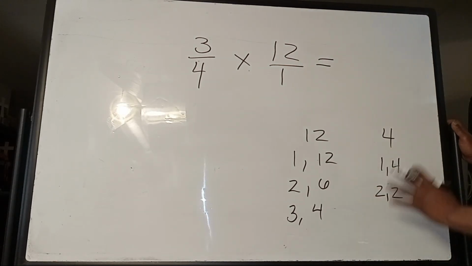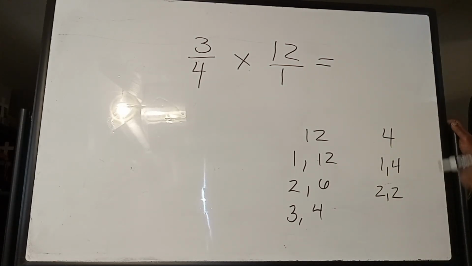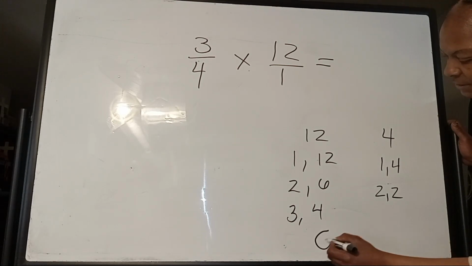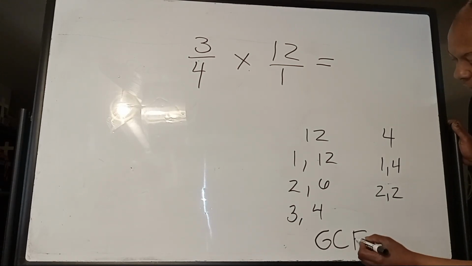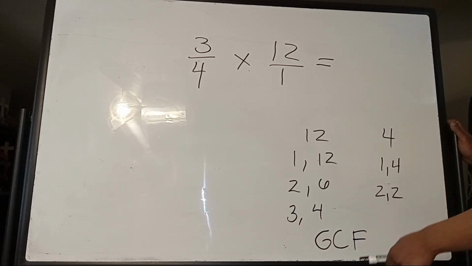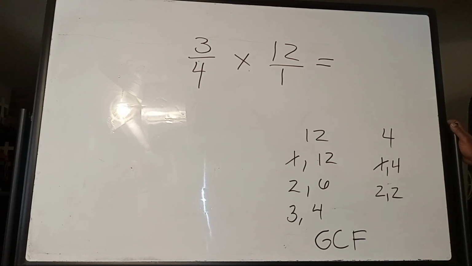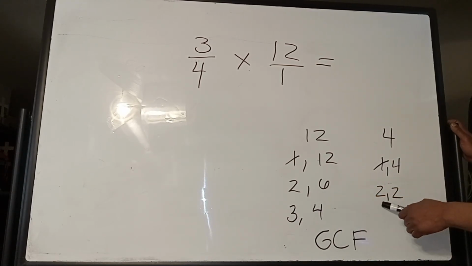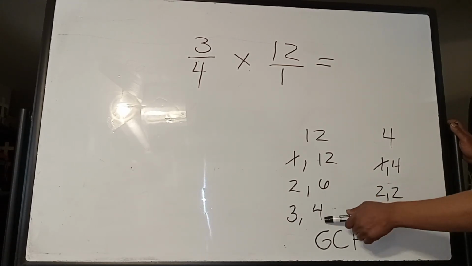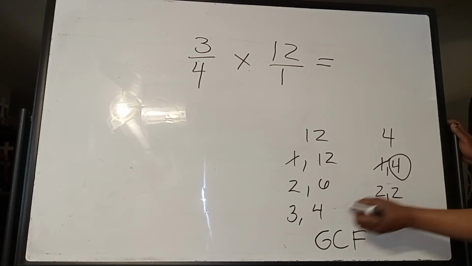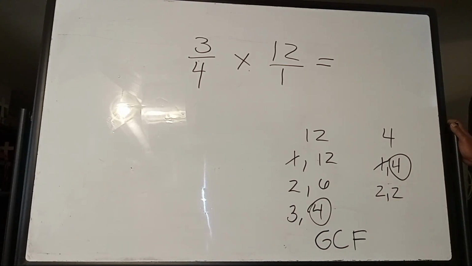So these are all the factors that they share. But we want the greatest, which is the GCF, the greatest common factor. So that means the greatest one that they share. We don't look at the 1. So we know they both have a 2, but they also both have a what? A 4. Exactly. So what we're going to do is we're going to divide by 4, right?